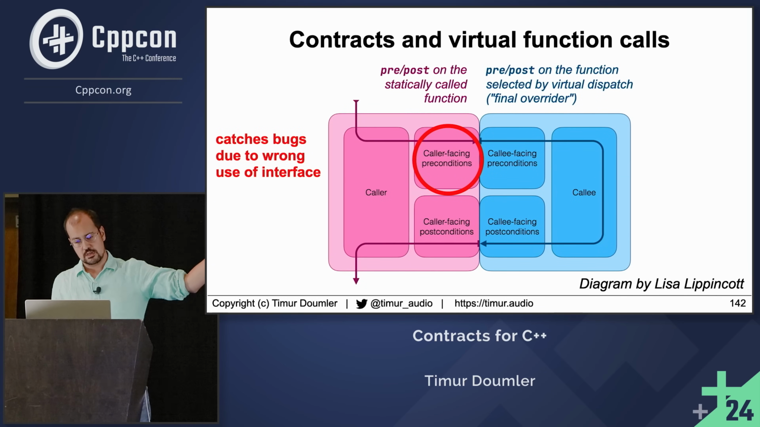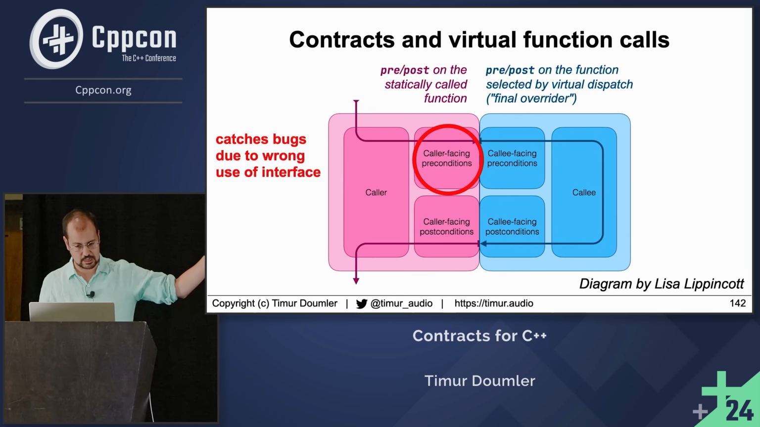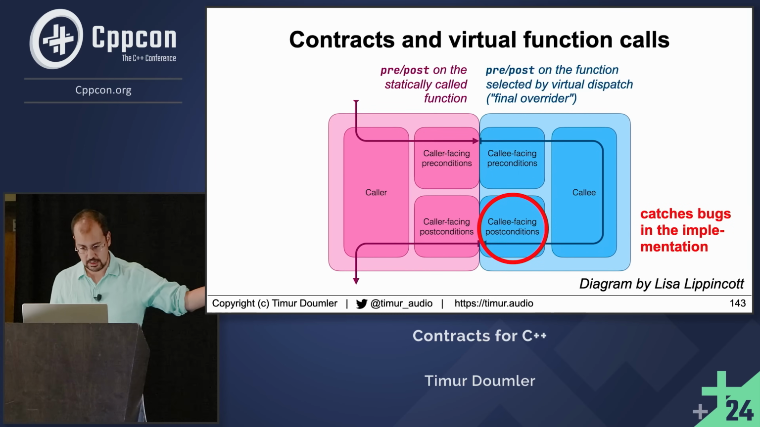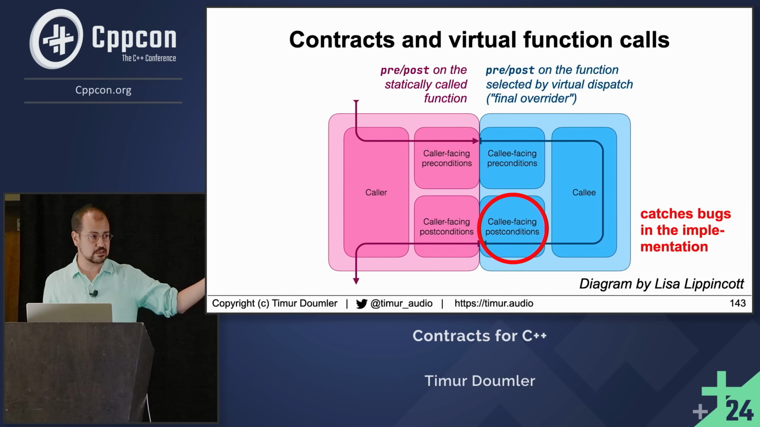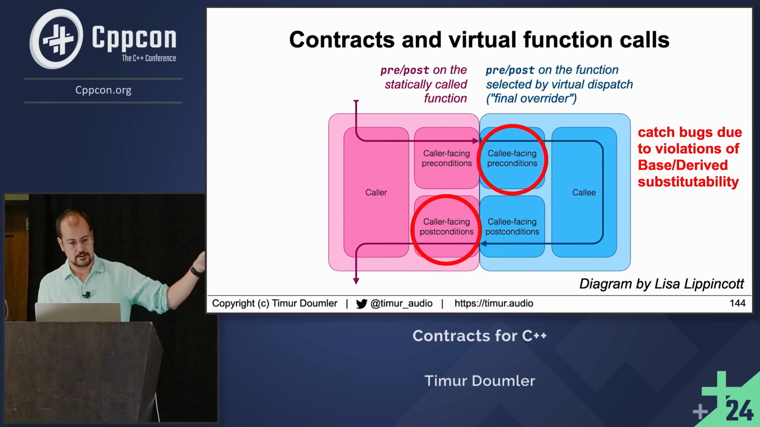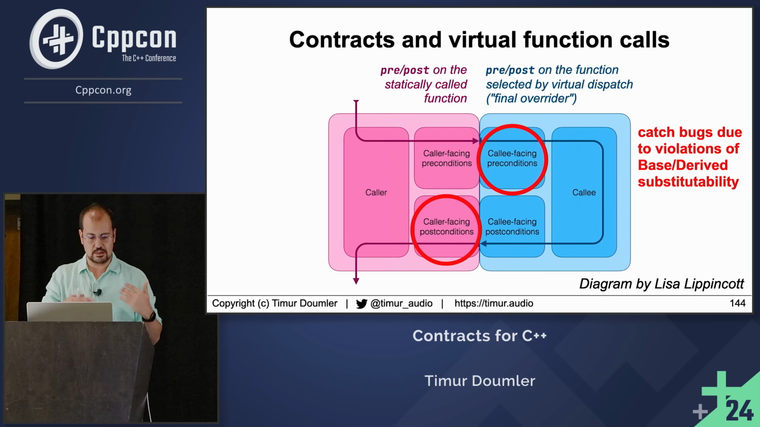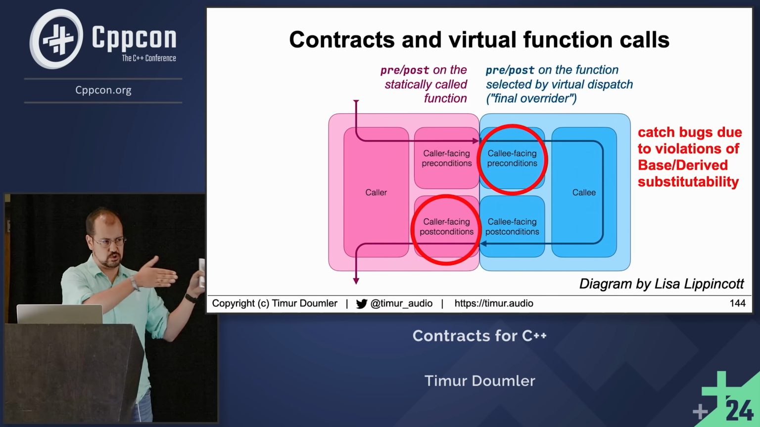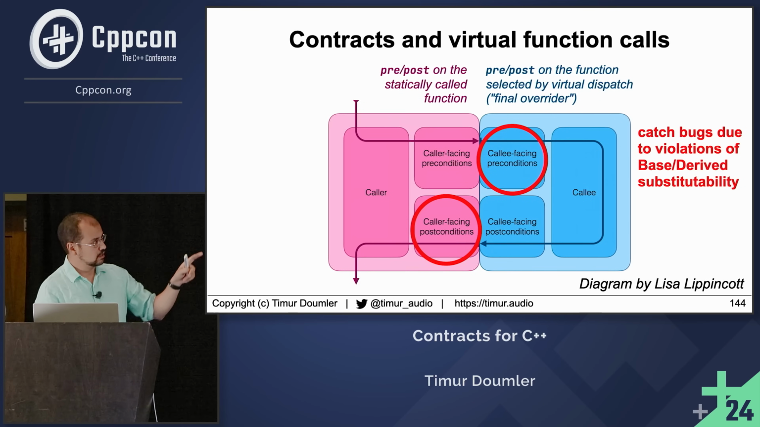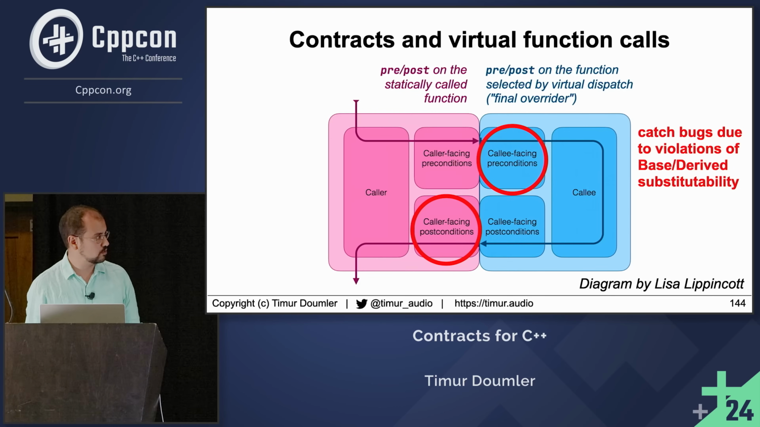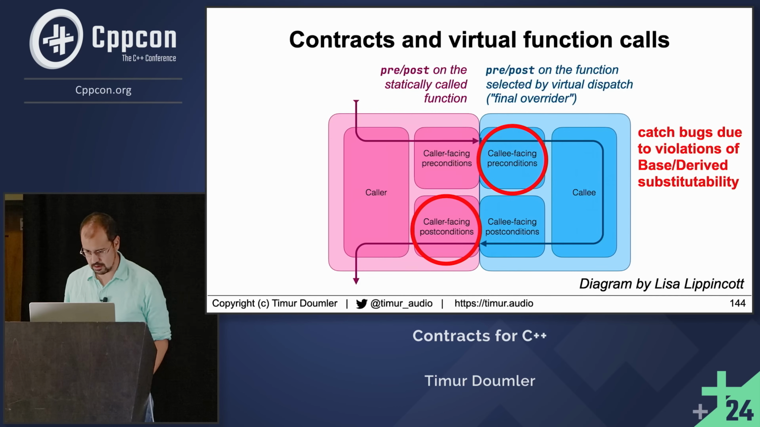This one catches bugs because you used the interface incorrectly. This one catches bugs in your implementation. Like if you implemented the function wrong, it doesn't satisfy its own postconditions. And these other two catch bugs where you didn't use inheritance properly, and your derived class isn't actually fully substitutable for the base class, and you messed that up. That's what these are going to catch. So you catch exactly the things that you want to catch if you want to know if you have a bug in your inheritance hierarchy.